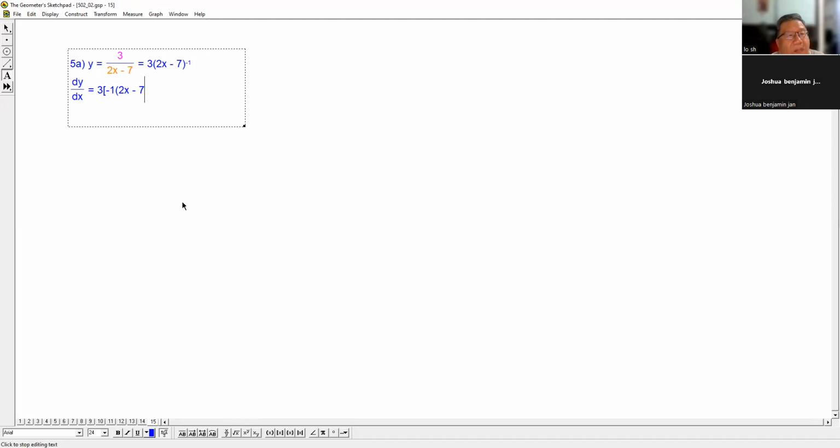What is going to happen now? -1, -1, minus 2. This -1 here is the original -1. Because of the differentiation, I have to minus 1 from the power there. Okay or not? Then I differentiate what is inside the bracket here. Differentiate what's inside the bracket, I get 2.